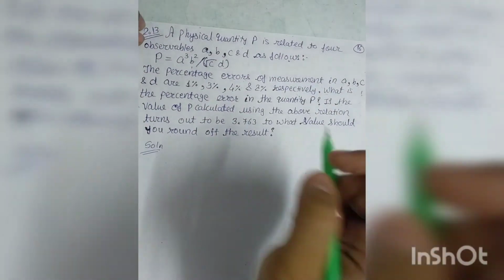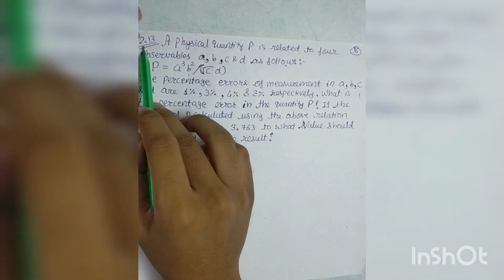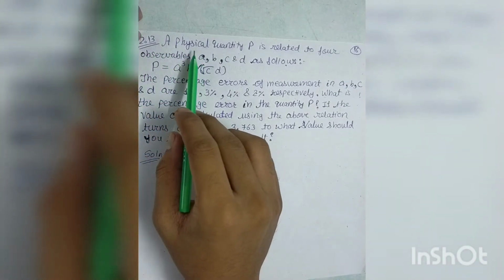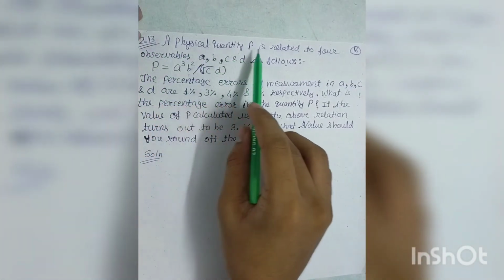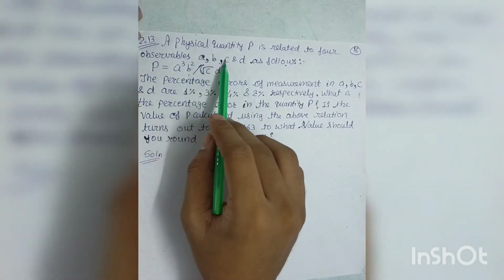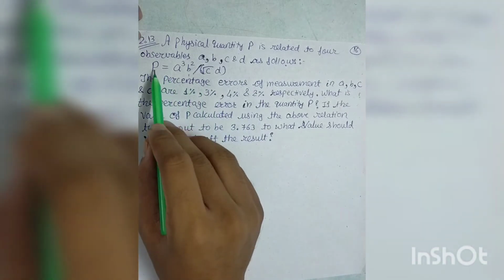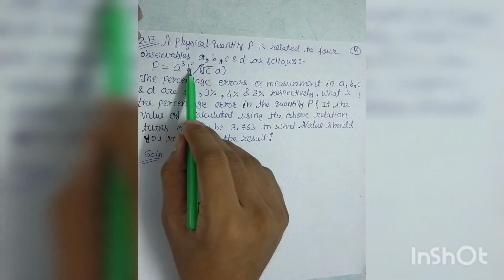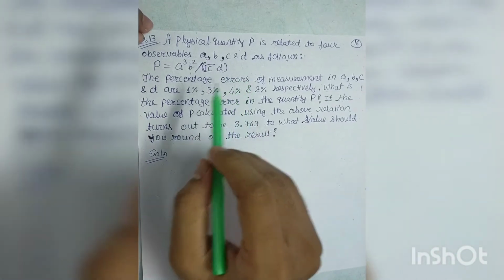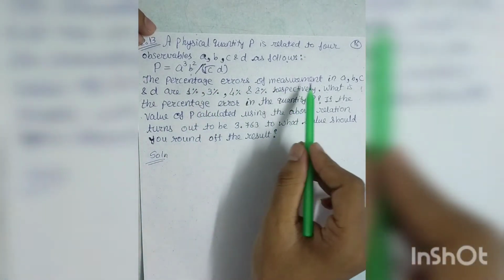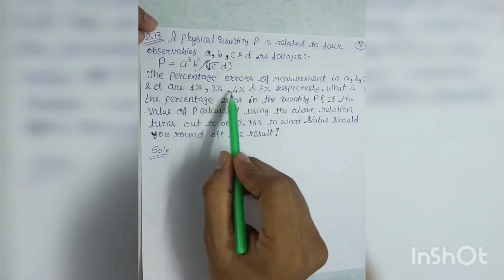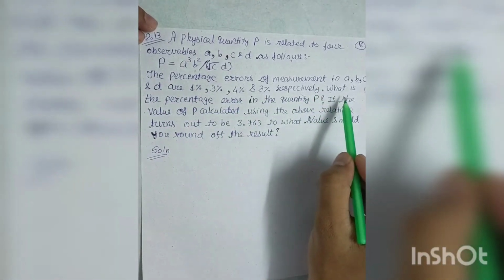Hello again. Let us discuss problem number 2.13 of chapter 2, Units and Measurement. A physical quantity P is related to four observables A, B, C and D as follows. P is given by A cube B square divided by square root of C multiplied by D. The percentage errors of measurement in A, B, C and D are 1, 3, 4 and 2% respectively.